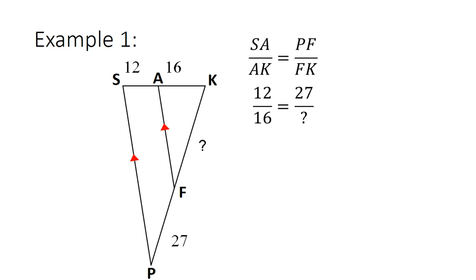And then to solve this proportion, we just cross multiply: 16 times 27 will equal 12 times question mark. And 16 times 27 will equal 432. And to solve this equation for question mark, you will divide by 12 on both sides, and so 432 divided by 12 is equal to 36. So question mark will equal 36, and that's our answer.